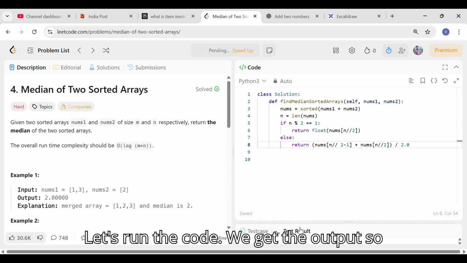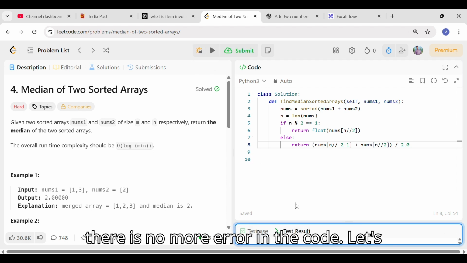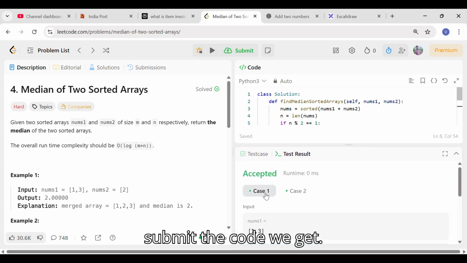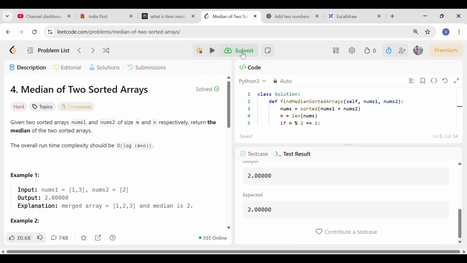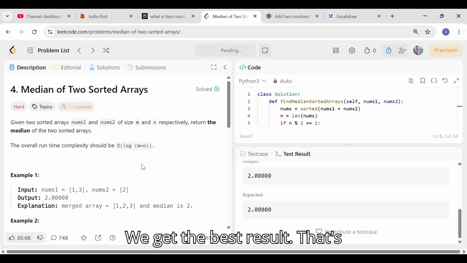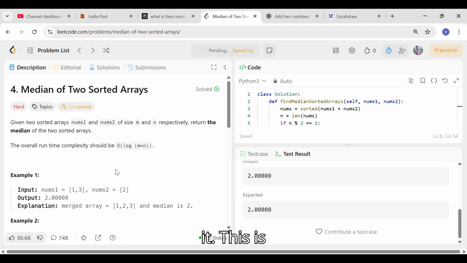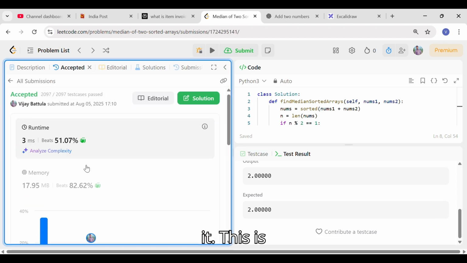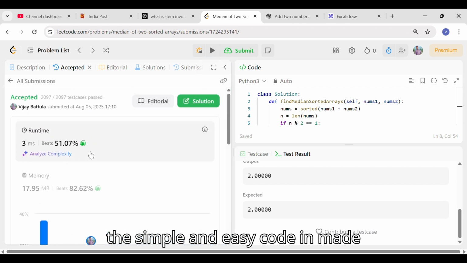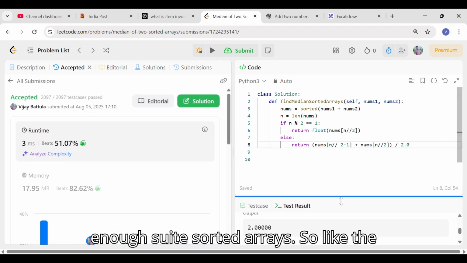Let's run the code. We get the output, so there is no error in the code. Let's submit the code. We get the best result. That's it. This is the simple and easy code for median of sorted arrays.